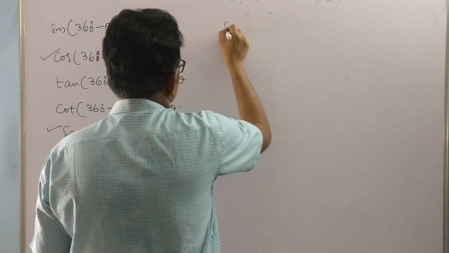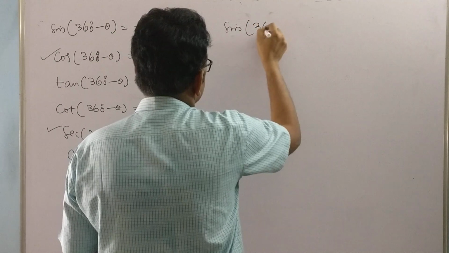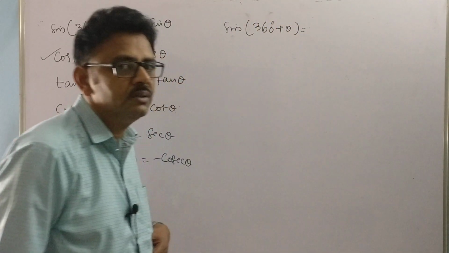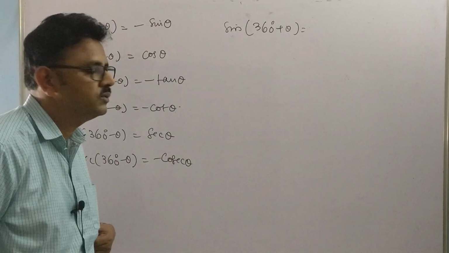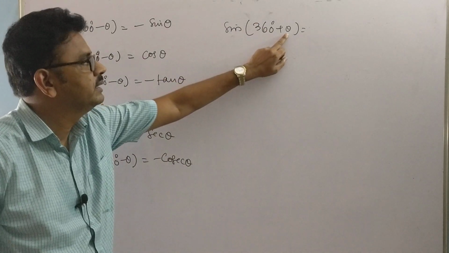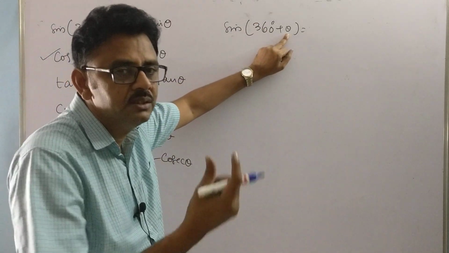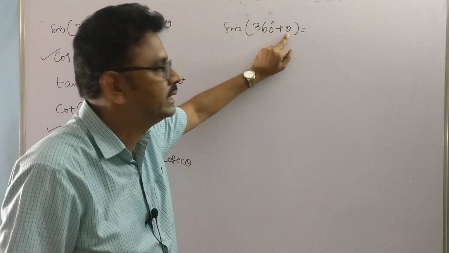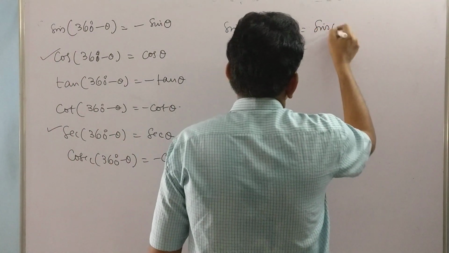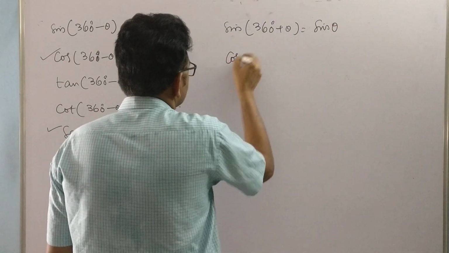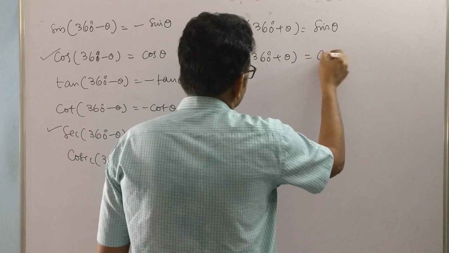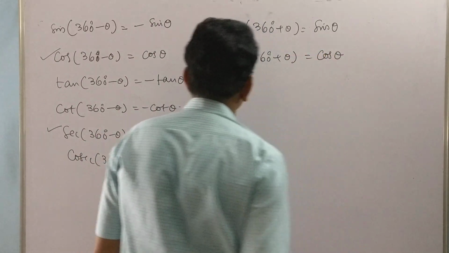Next term, sine of 360 degrees plus theta. 360 plus theta means what? First quadrant. In the first quadrant, all trigonometric ratios are positive, provided theta lies between 0 and 90 degrees only. So this is what? Sine theta. And cos of 360 degrees plus theta is equal to cos theta because all are positive in the first quadrant.